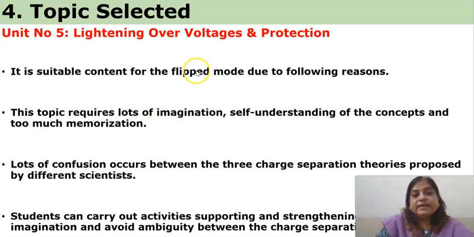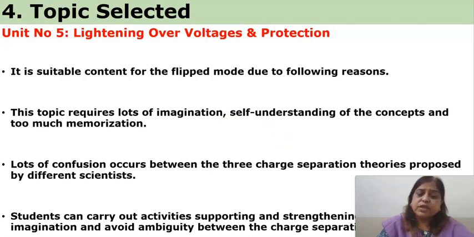So the topic selected for this activity of flipped classroom assignment number 2 is lightning overvoltages and protection, which is unit number 5 from high voltage engineering. I consider this unit for this activity because it is very suitable content for the flipped mode, and the concept and understanding of this topic is somewhat confusing. In my past experience, students have a lot of confusion about this, and they find difficulty in visualization and imagination. So self-understanding of the concept is very important.